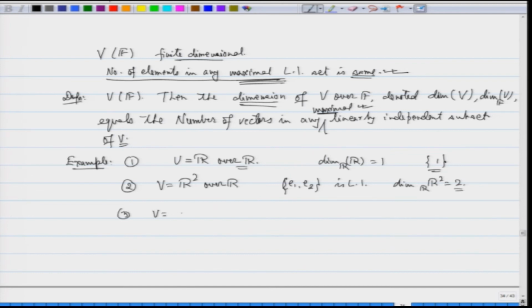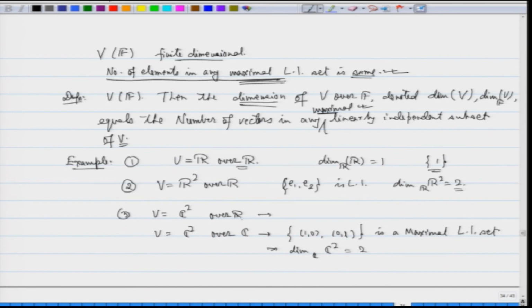Example 3, I would like you to see: look at V as C2 over C. Then here the vectors (1, 0) and (0, 1) are a maximal linearly independent set, and therefore the dimension of C2 over C is 2. Here you can see that the set (1, 0), (i, 0), (0, 1), (0, i) is a maximal linearly independent set, and therefore the dimension of C2 over R is 4. All right, we will come to this again after some time, but I would like you to understand that.